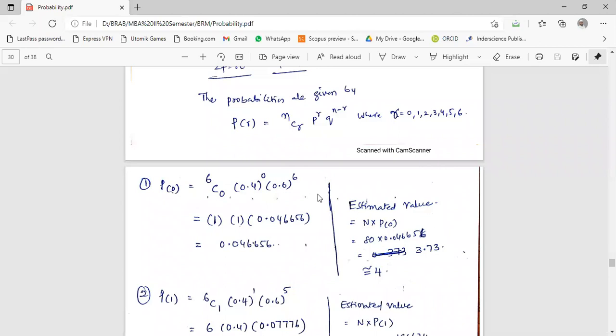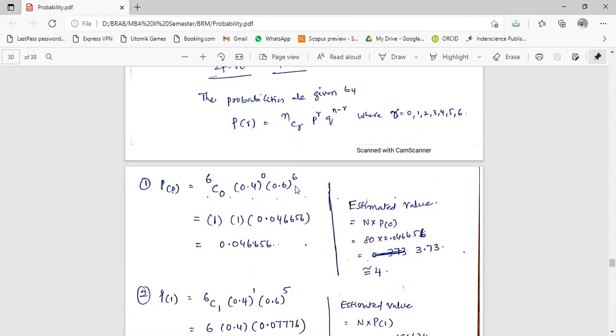Multiplying. How will you multiply 0.6 into 6? Not simply 0.6 into 6; we have to do it 6 times. Yeah, correct. So if you do, then you will get this. Remember, when the power is 6, it means you have to multiply that number with itself 6 times.